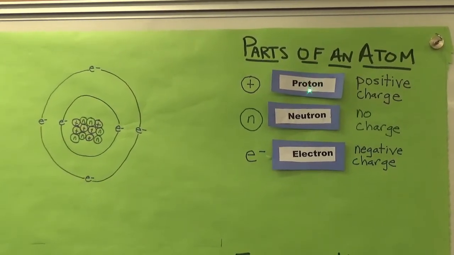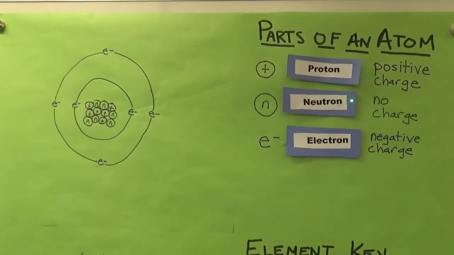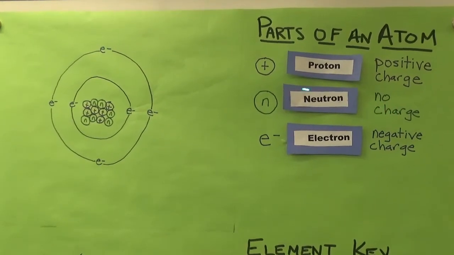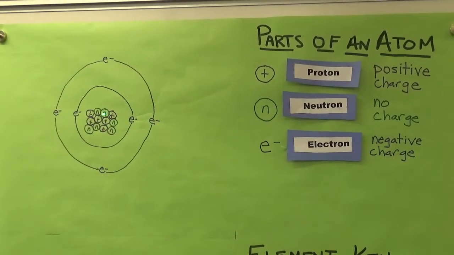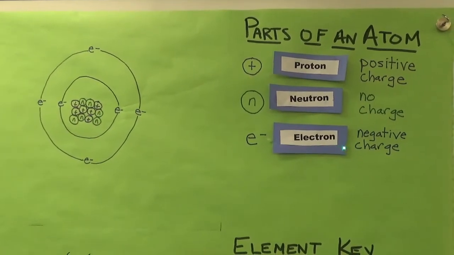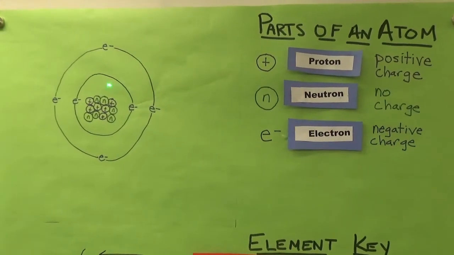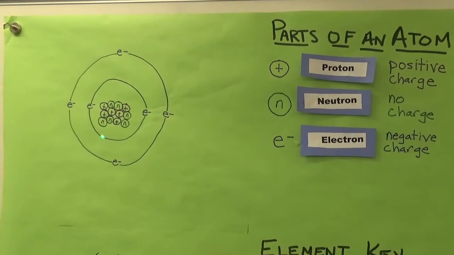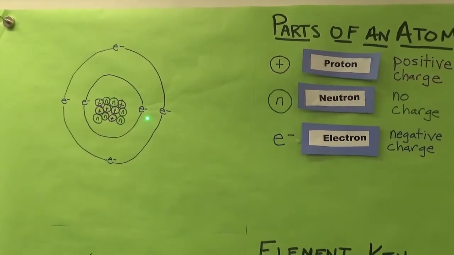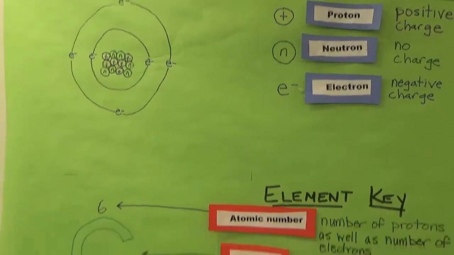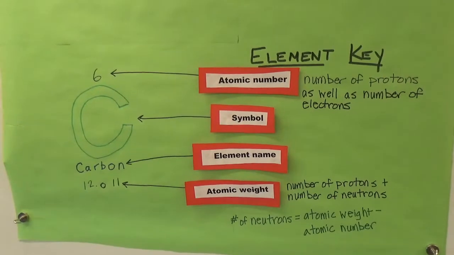At the very top is our protons. They have a positive charge. Our neutrons have no charge, and you'll notice that they are found in the nucleus of the atom. And then finally, we have the electrons, which have a negative charge, and they're the ones that are surrounding the nucleus. Okay, so let's take a look down here, and we're going to start getting an idea of how to understand some of the terminology that goes with this.